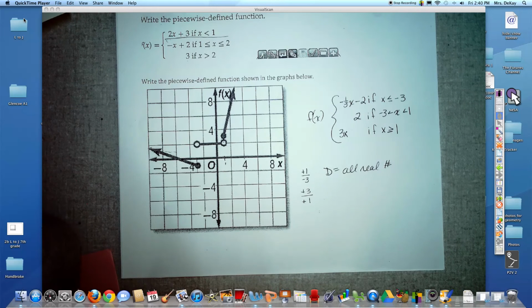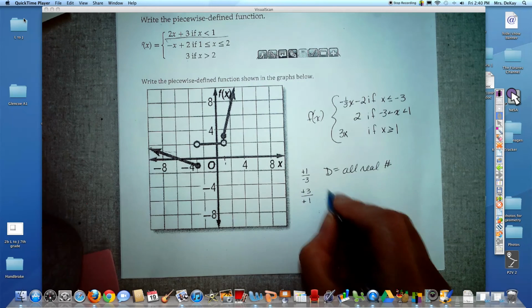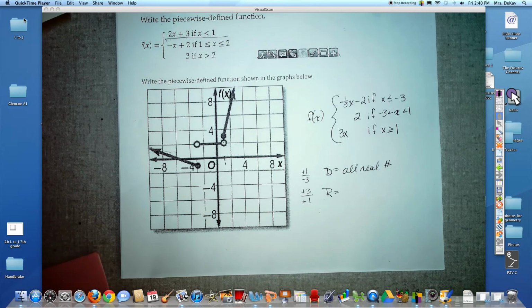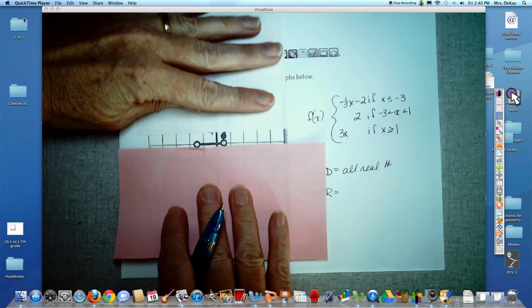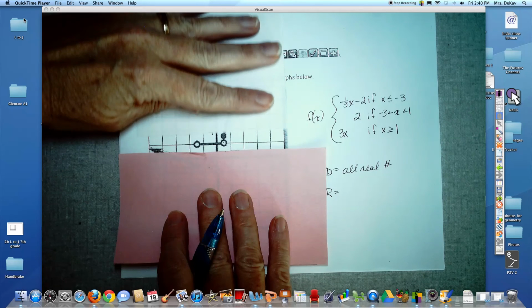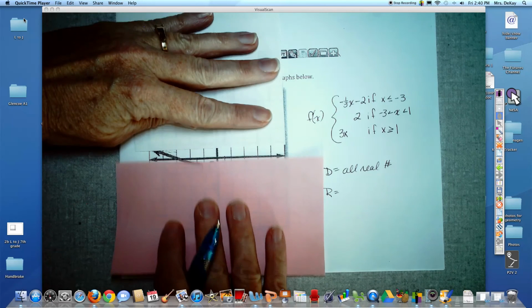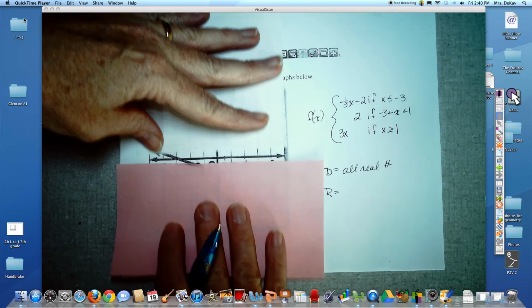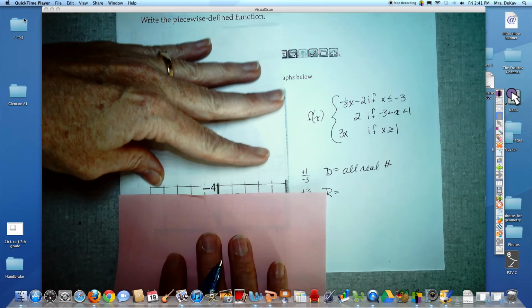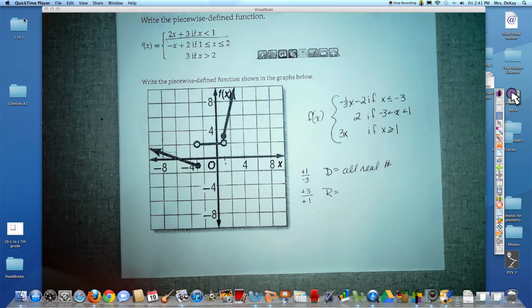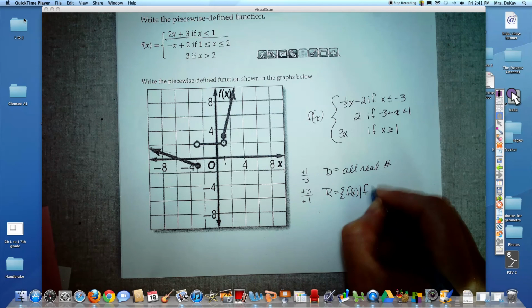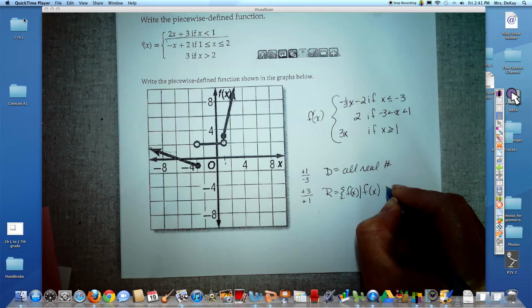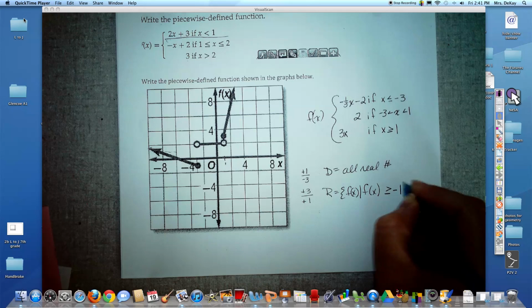For range, we're just looking: do I have a graph, do I have a graph? Yep, still got a graph. It's just greater than or equal to -1, for the one point. I thought I lost a graph, but there I picked it up, didn't I? So it's just everything. But wait, I don't have a graph down here anywhere, do I? So it's greater than -1. So the set of all f of x such that f of x is greater than or equal to -1.